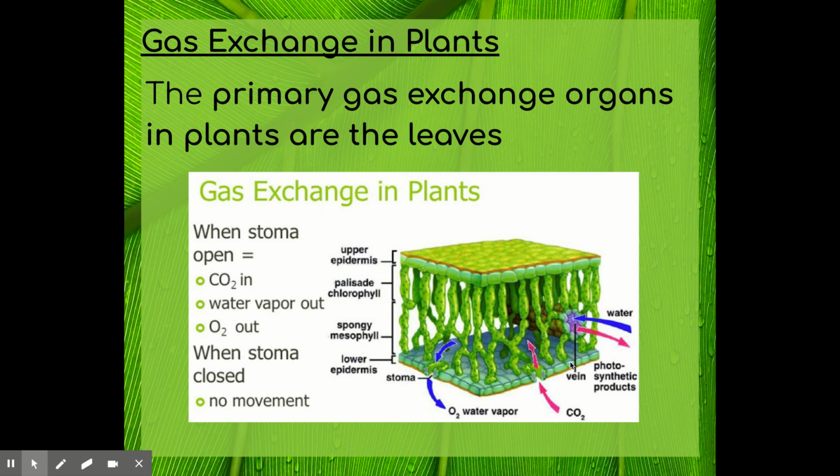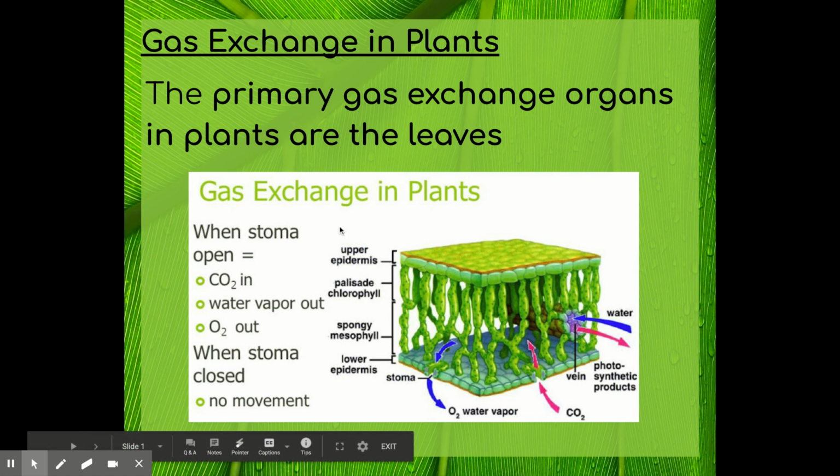Hi grade 10s. So today we are going to continue our discussion about plants. This is 9.2 in your textbook, and we're going to specifically focus on gas exchange in plants. So the primary gas exchange organs in plants are the actual leaves, which is why we spent a little time focusing on the cross-section of the leaf.